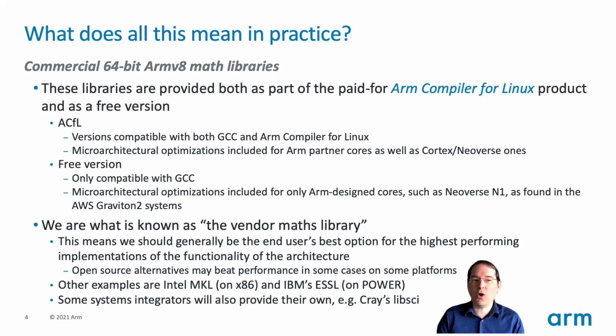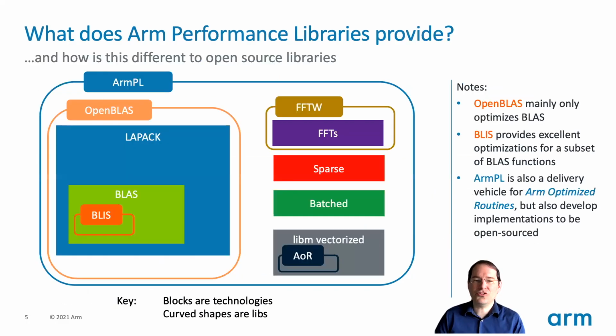Some system integrators will also provide their own tuned versions for their own systems, sometimes including work on interconnects, for example, Cray LibSci. So what is it you get with your vendor maths library with ARM Performance Libraries? If we think about this stack of operations that we provide, BLAS itself is part of LAPACK, as we saw before. So if you choose an open source alternative such as BLIS, they've got really, really high performance implementations of especially what we call BLAS level 3 calls, which we'll come to later on. OpenBLAS is a slightly broader product than that, in that they've got more optimizations across the BLAS stack and across LAPACK. ARM Performance Libraries has optimizations at all of those levels.